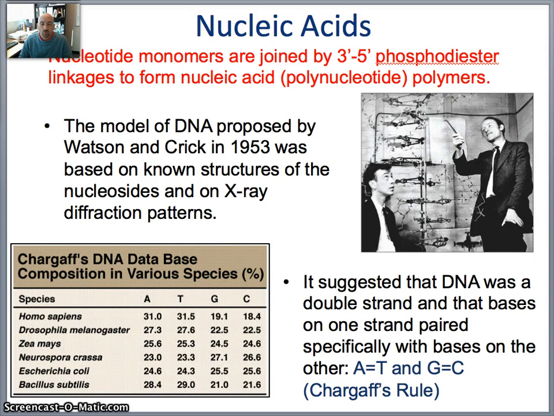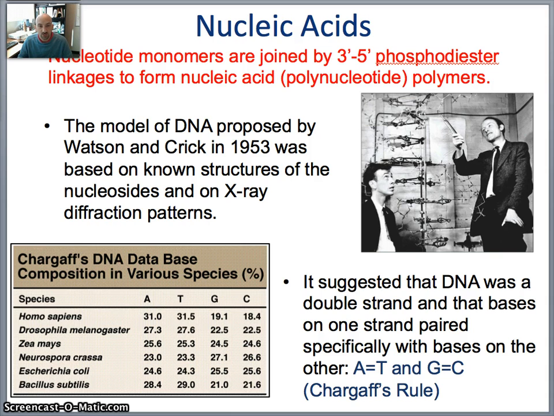All right, so when we talk about nucleic acids, they are composed of the building blocks, which are these nucleotide monomers. Each one of these nucleotide monomers, whether it's guanine, adenine, and so forth, the nucleotide version, is going to be joined together by a 3' to 5' phosphodiester linkage. These form these nucleic acid polymers.